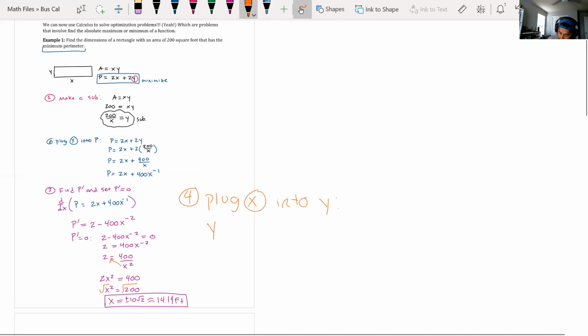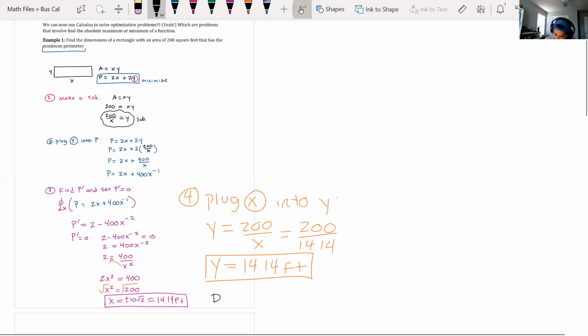This means you're going to get y equals 200 over x, which gives me 200 over 14.14, which gives me, hey, look at that. Y is also 14.14 feet. So this means that if you optimize a rectangle, you're going to get what shape? A square, because the sides are the same size, right? So my dimensions would be 14.14 feet by 14.14 feet. There you go. And that's how optimization works.